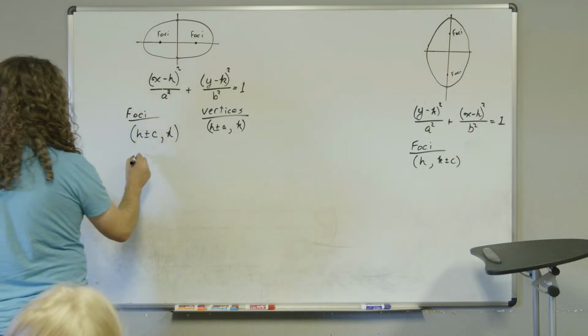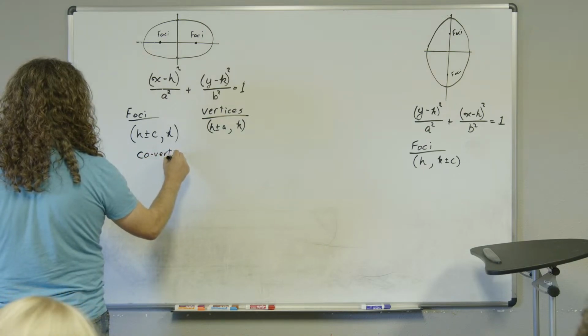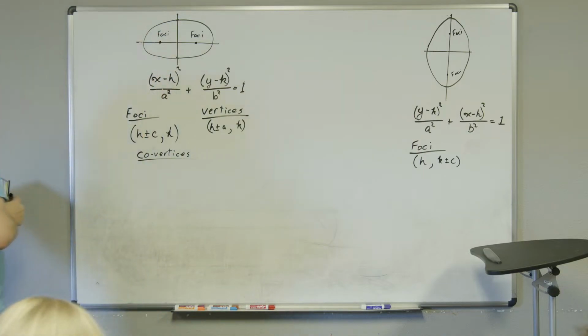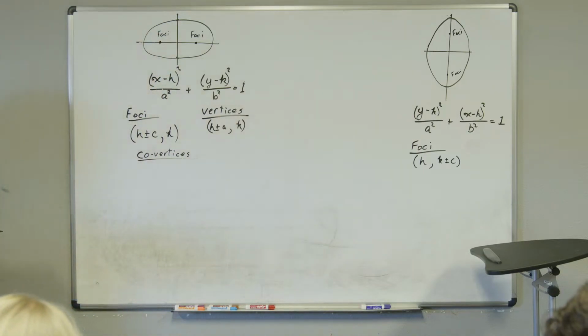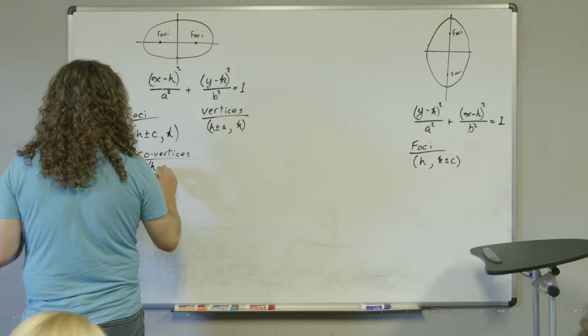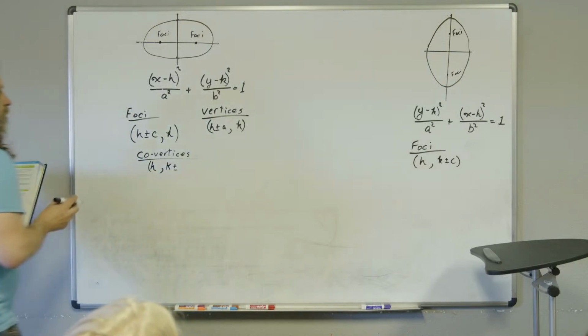To find the co-vertices, what would you do? The co-vertices are the short axis. So which one on the short axis is going to stay constant? The h this time. So it's going to be h, and it's going to be k plus or minus what? b.